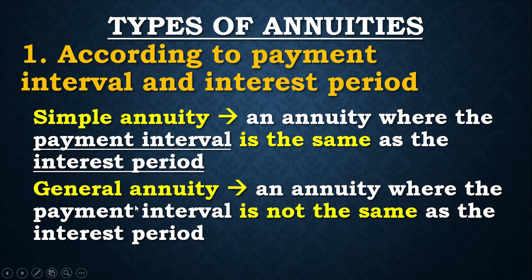Ano naman ang general annuity? An annuity where the payment interval is not the same as the interest period. Ibig sabihin, kung ikaw man ay kumuha ng appliances or ikaw ay nag-housing loan, kung ang payment interval mo is every 6 months, pero ang kanyang interest, yung tubo or the interest period, is compounded quarterly. Ibig sabihin, ang payment interval mo ay hindi kapareho ng interest period. So, kapag hindi magkapareho, that is general annuity.